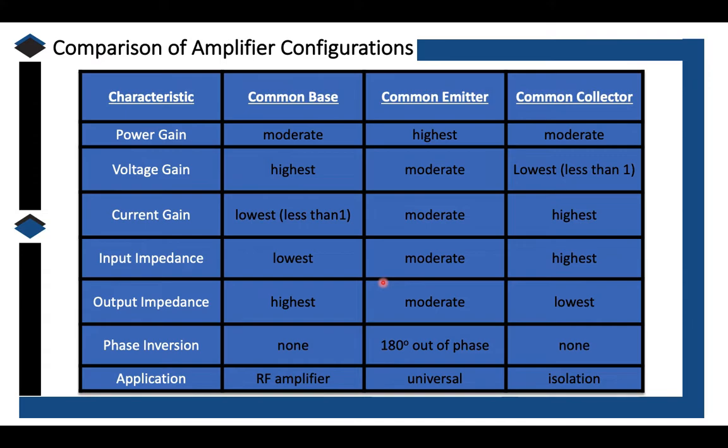So, let me explain lang this table. Palatandaan, common collector has the lowest voltage gain, which is 1, while common base has the lowest current gain, which is 1. Laging moderate lang po si common emitter, except sa power gain, which is highest naman po siya.